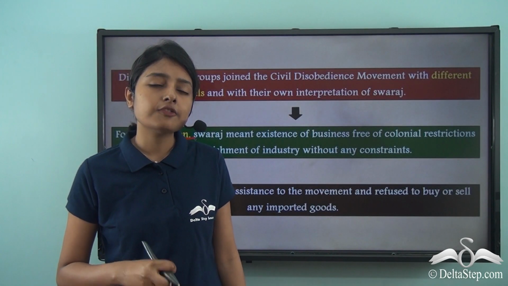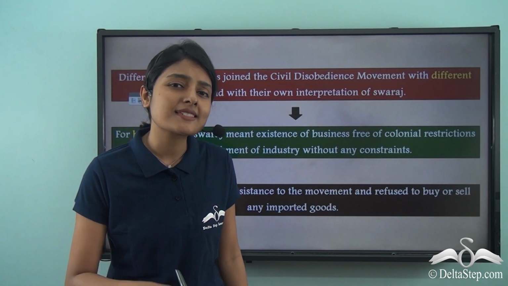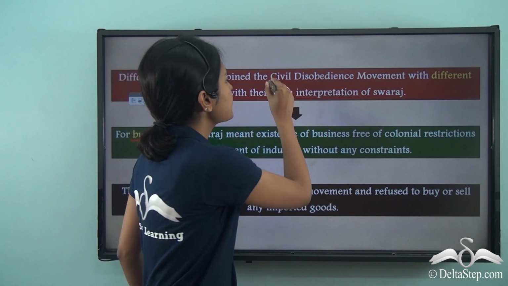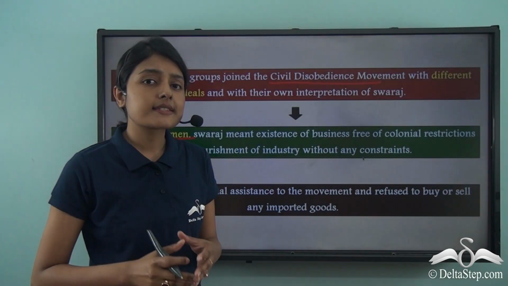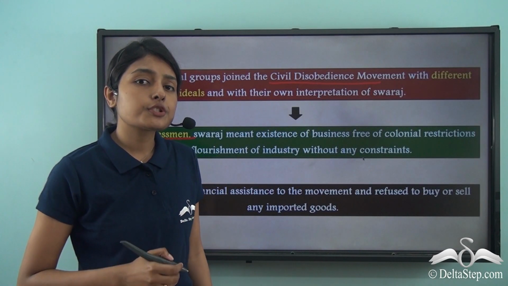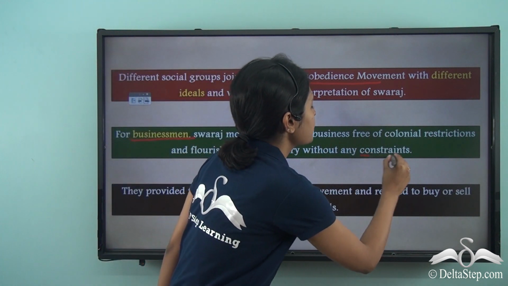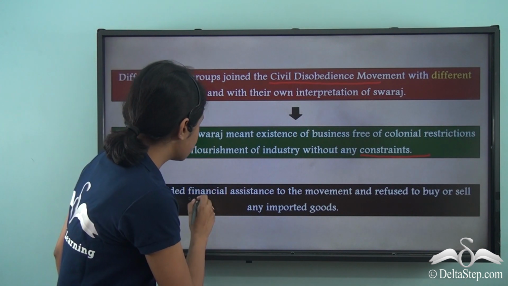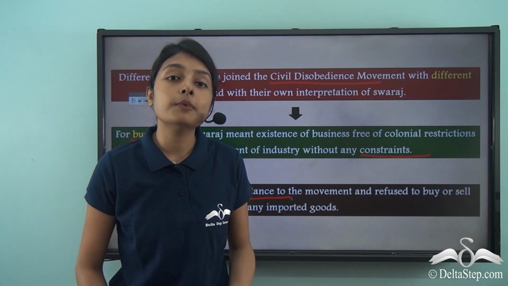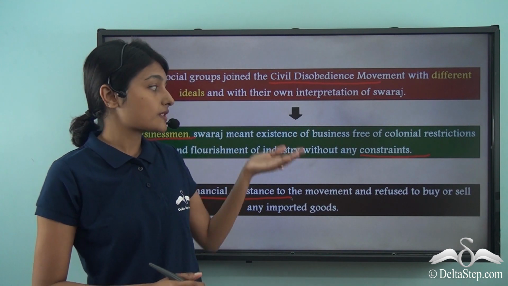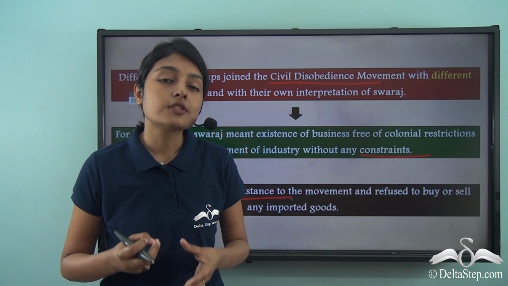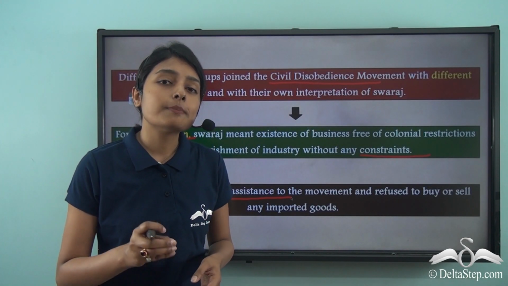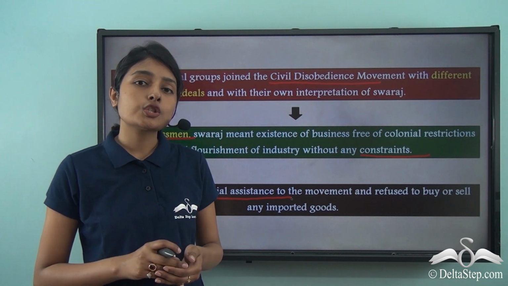And because of this reason, when the colonial government imposed taxes and restrictions on them, they also started joining the civil disobedience movement. Because they wanted to trade freely, they wanted to perform business activities freely without any constraints. Now, these businessmen also provided financial assistance to the movement, which is why the Congress was always in support of these rich businessmen.